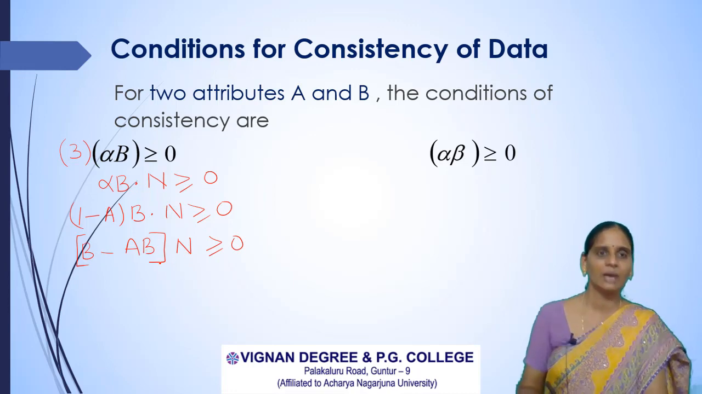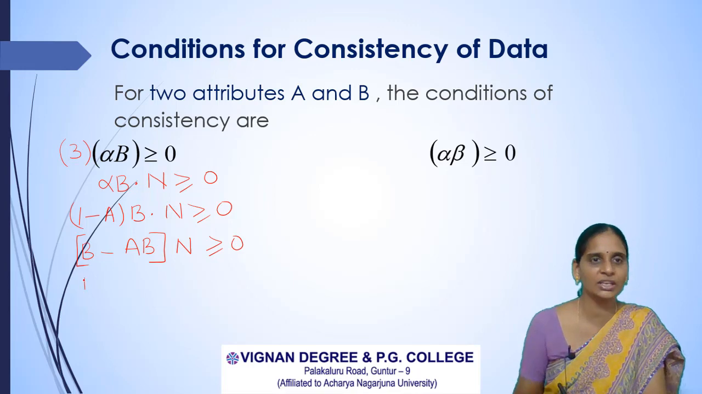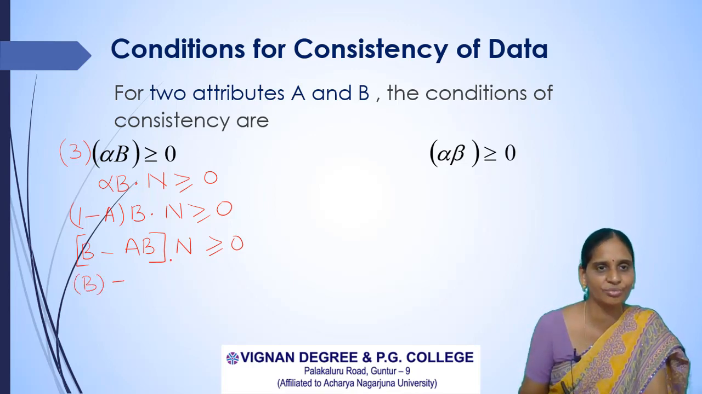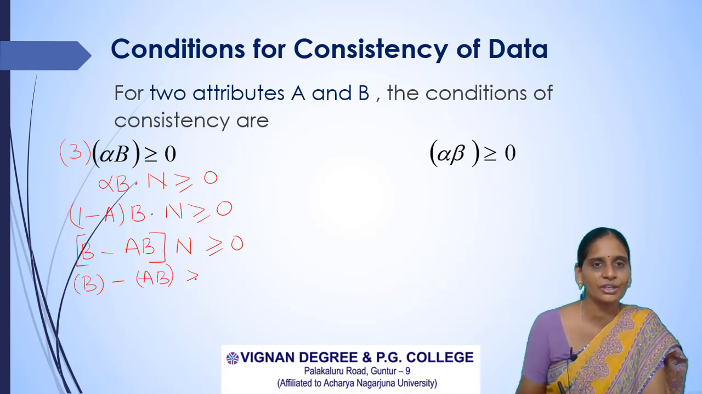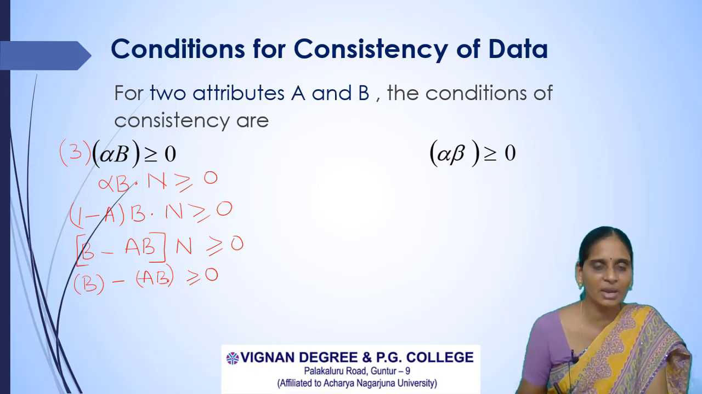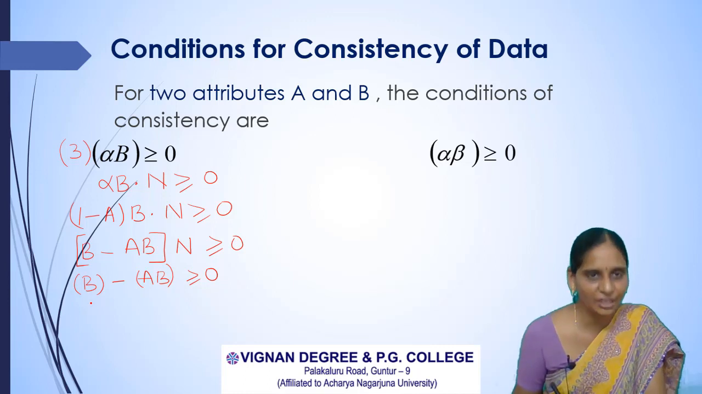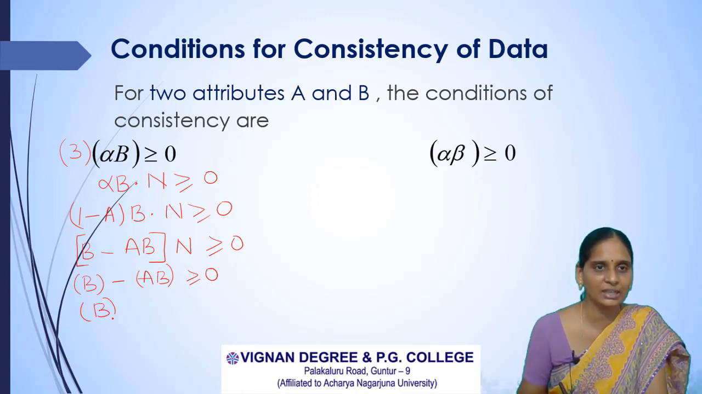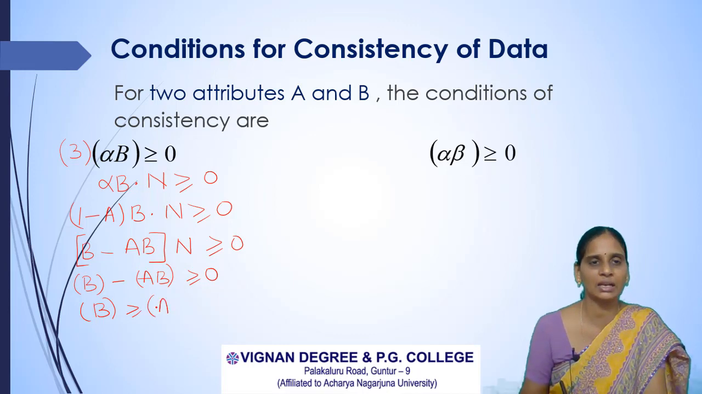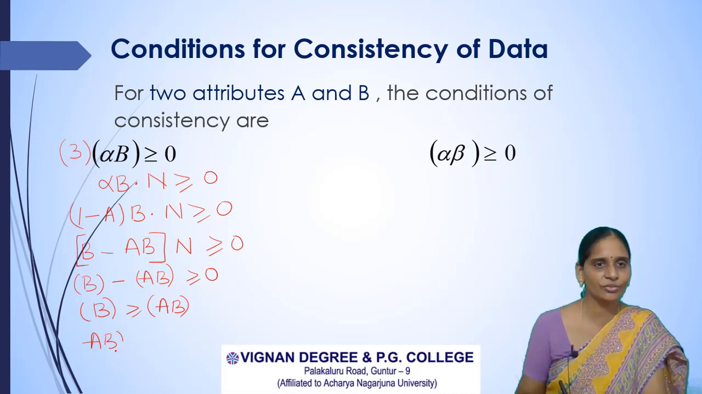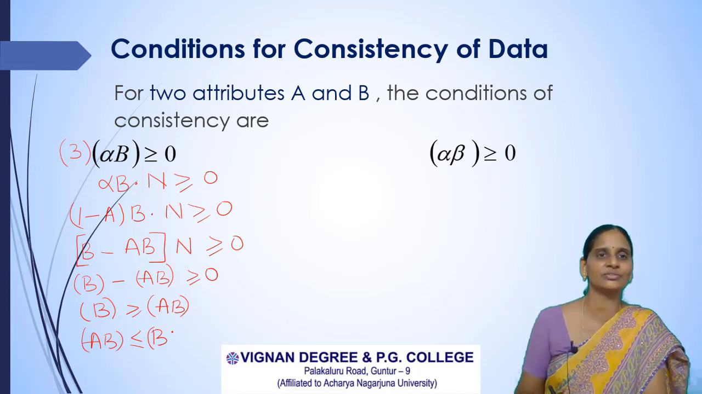So b minus ab multiplied with capital N. Then we get b into N, meaning frequency of b, minus ab into N, meaning frequency of AB, which is greater than or equal to 0. In the left hand side, minus frequency of AB is shifted to the right hand side. Then we get frequency of B is greater than or equal to frequency of AB, or frequency of AB is less than or equal to frequency of B. So this is another consistency condition for two attributes.